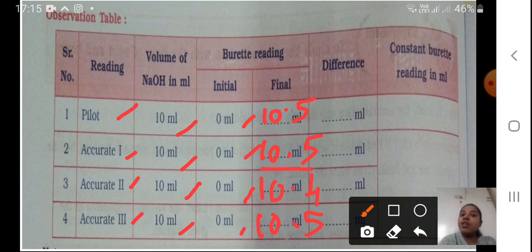Yes, 10.5 is a constant. Your difference will be the same. Again, you have to copy the same readings. Okay, here 10.5, 10.5, here 10.4. Okay, same readings I'll copy.